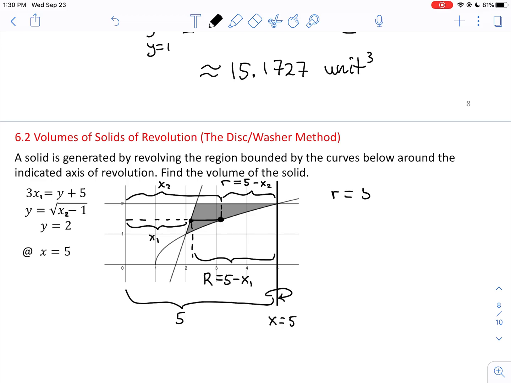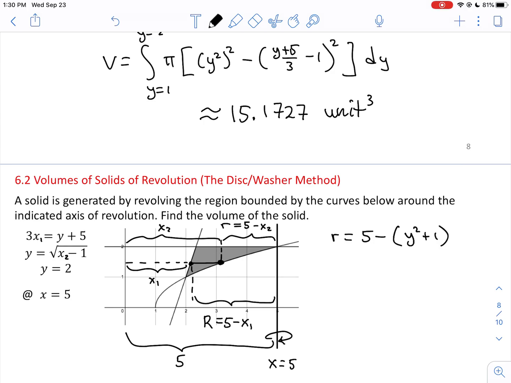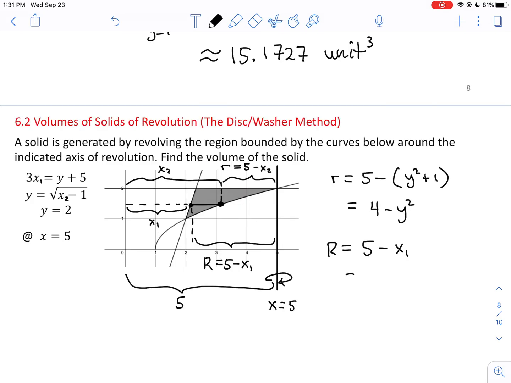Little r is 5 minus x sub 2. Well, x sub 2 was y squared plus 1. And when I distribute that negative through there, I'm going to wind up getting just 4 minus y squared. Whereas big R is 5 minus x sub 1, and we get 5 minus (y plus 5) all over 3. If you want, you could simplify this. I want to show you some things about how to simplify this, just so you don't make any algebra mistakes.